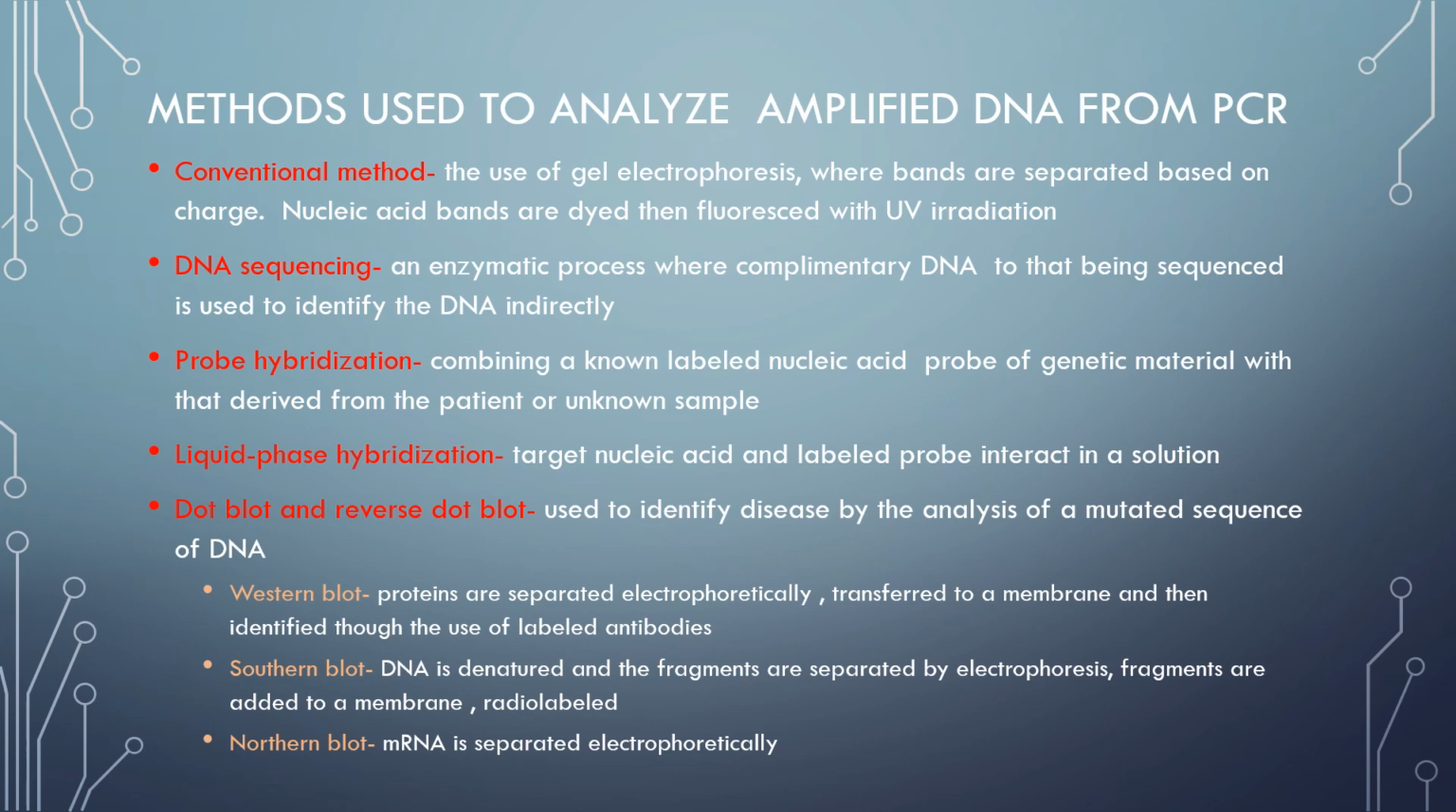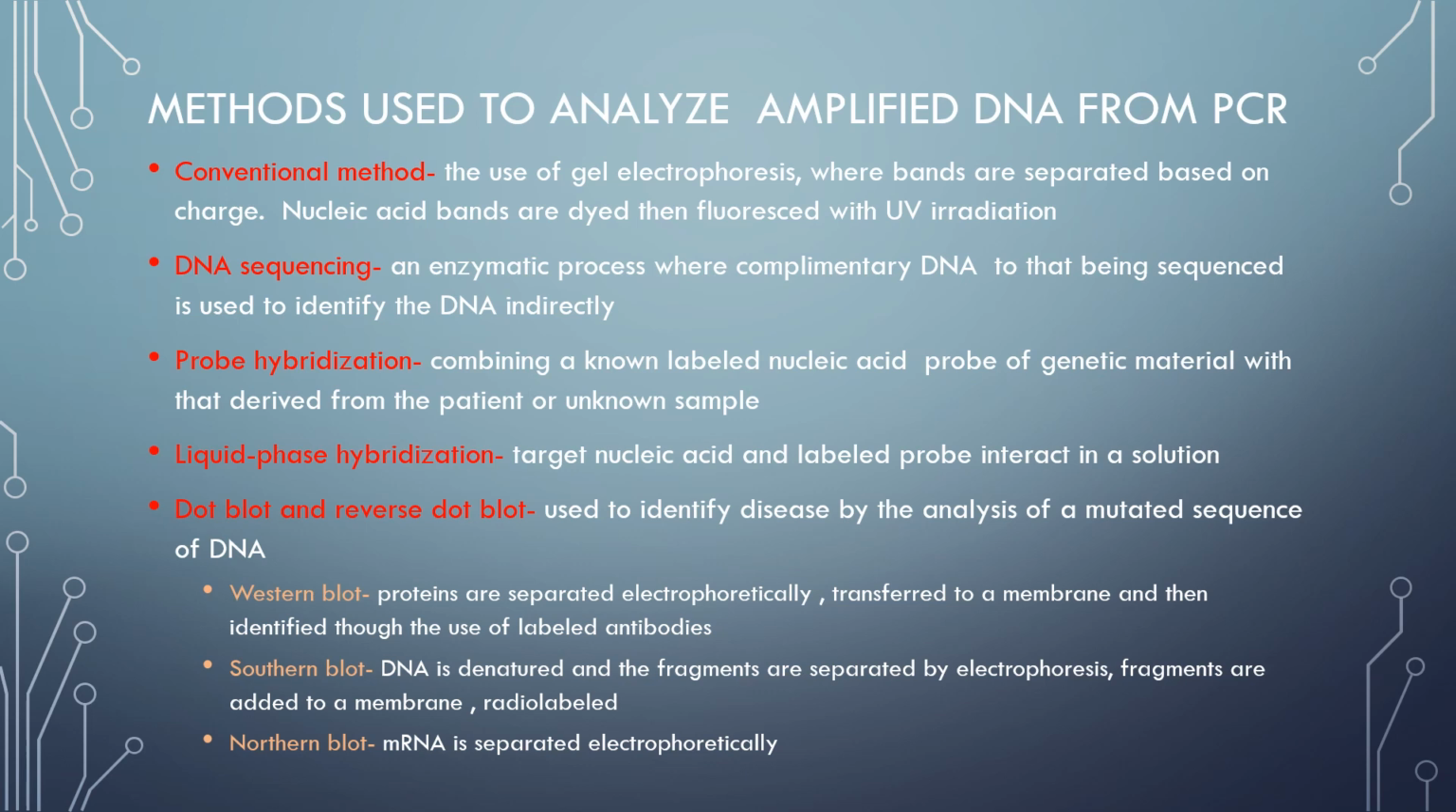Then we have DNA sequencing, which is an enzymatic process where complementary DNA to that being sequenced is used to identify the DNA indirectly. Probe hybridization is combining a known labeled nucleic acid probe of genetic material with that derived from the patient or unknown sample. This will also include the formation of hydrogen bonds between nucleotides of RNA and DNA.